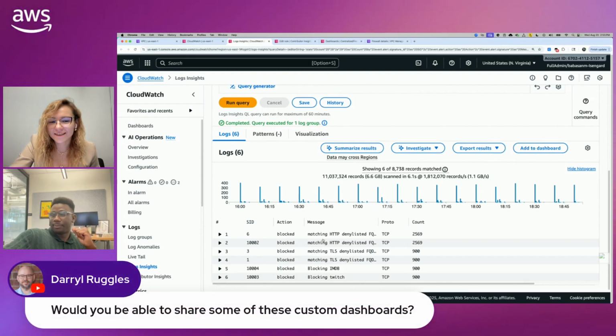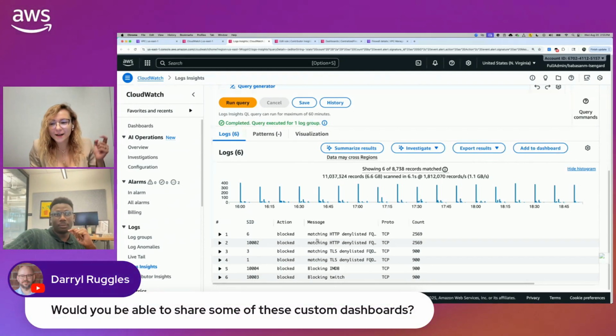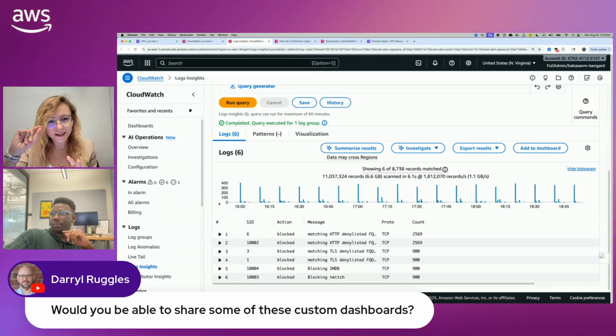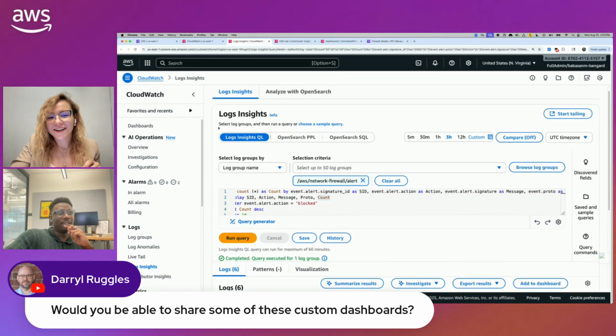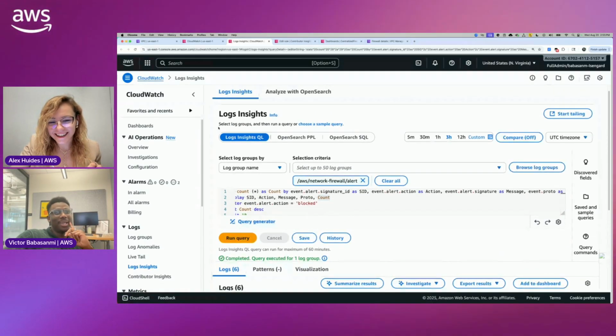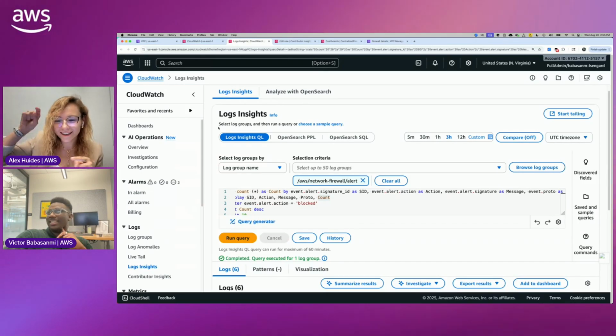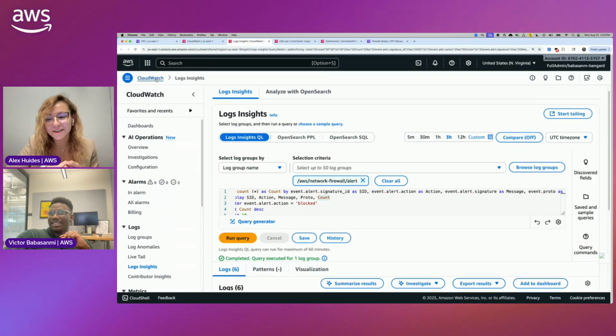There's a question here from Daryl. Would you be able to share some of these custom dashboards? We do have instructions to set all of these things up in our network firewall workshop. Yeah, we do have it in our workshop. Excellent. We've already put the link in the chat with the workshop.